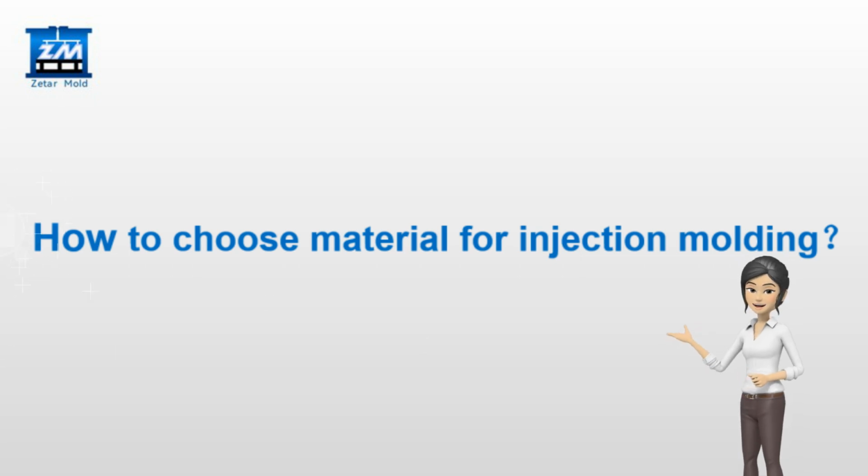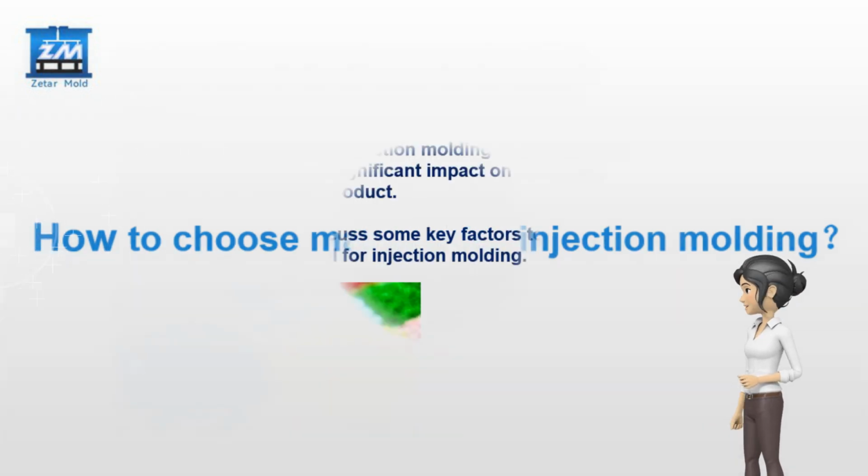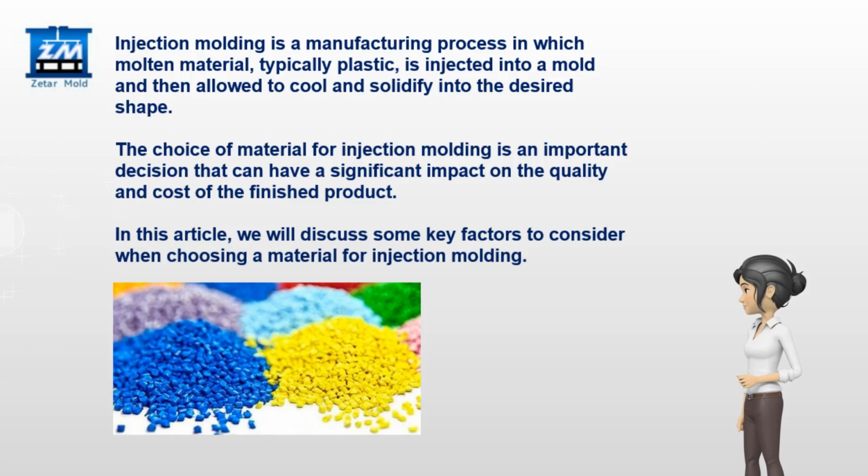How to choose material for injection molding. Injection molding is a manufacturing process in which molten material, typically plastic, is injected into a mold and then allowed to cool and solidify into the desired shape. The choice of material for injection molding is an important decision that can have a significant impact on the quality and cost of the finished product. In this article, we will discuss some key factors to consider when choosing a material for injection molding.